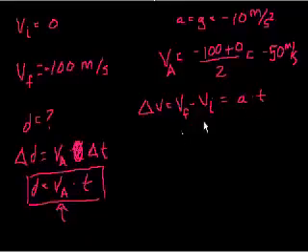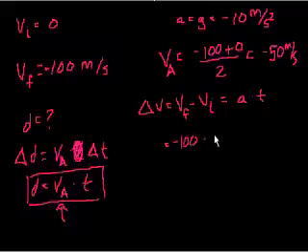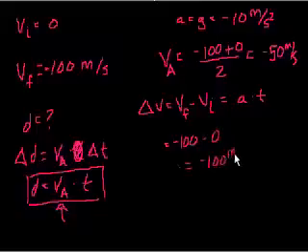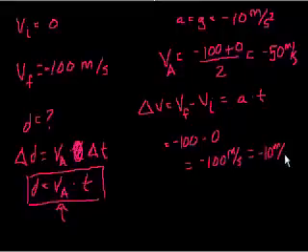So what's the change in velocity in this situation? Well, the final velocity is minus 100 meters per second, and the initial velocity is 0. So the change in velocity is equal to minus 100 meters per second. I'm kind of jumping in and out of the units, but I think you get what I'm doing. And that equals acceleration times time. Well, what's the acceleration? It's minus 10 meters per second squared, because I'm going straight down. Minus 10 meters per second squared times time.